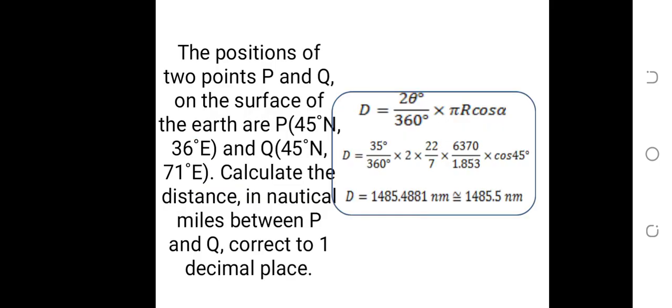The positions of 2 points P and Q on the surface of the Earth are P equals 45 degrees north, 36 degrees east, and Q equals 45 degrees north, 71 degrees east. Calculate the distance in nautical miles between P and Q, correct to 1 decimal place.